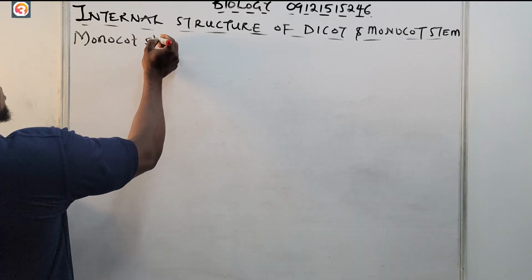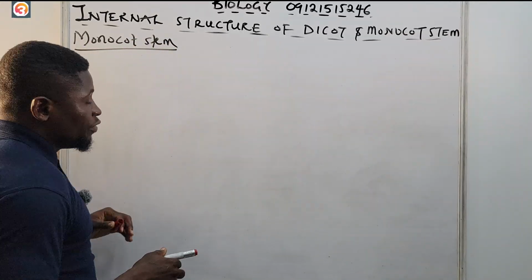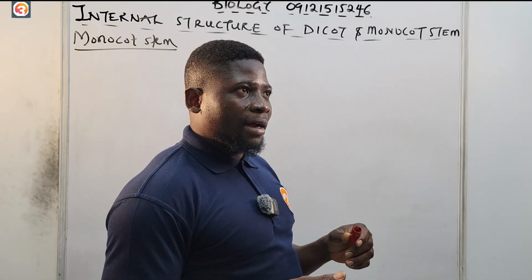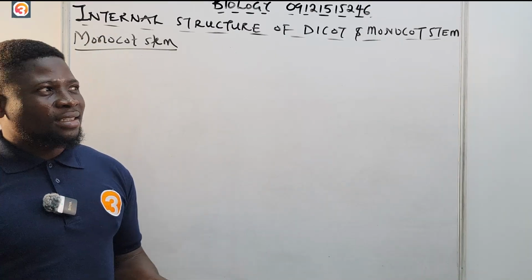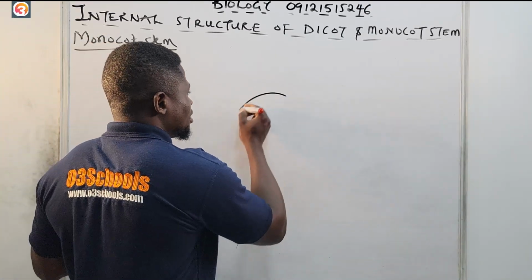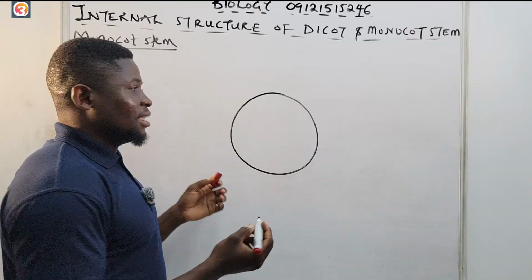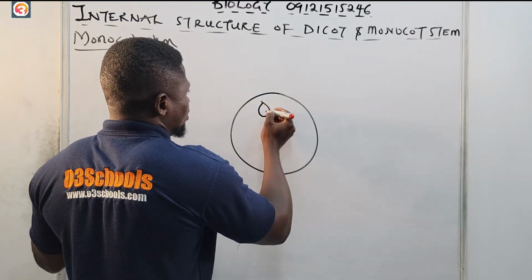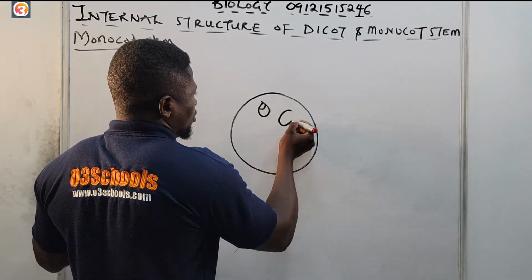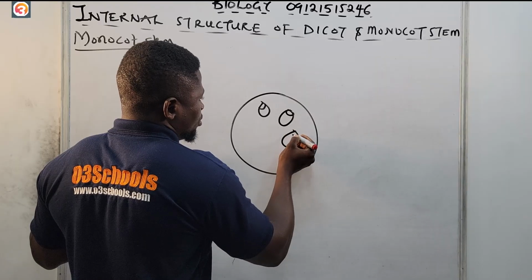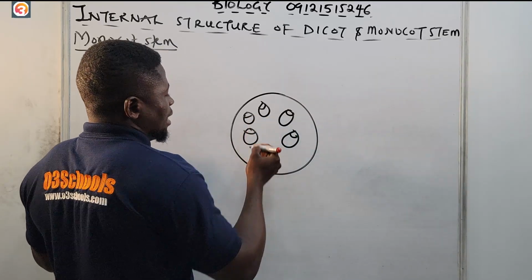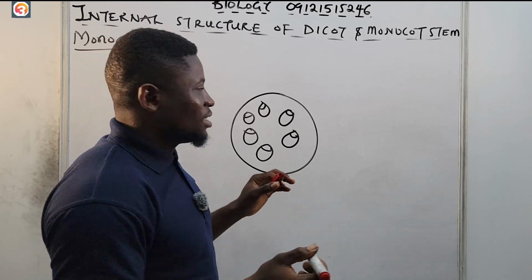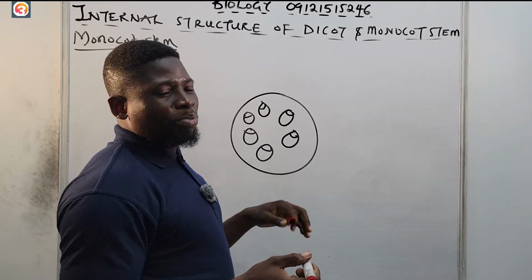Monocot stem. For the monocot stem, they do not have a distinct pericycle or pith. In fact, let me just show you how a monocot stem looks. Something like this. Then you have your vascular bundles, like this. So they do not have a distinct pith or pericycle.